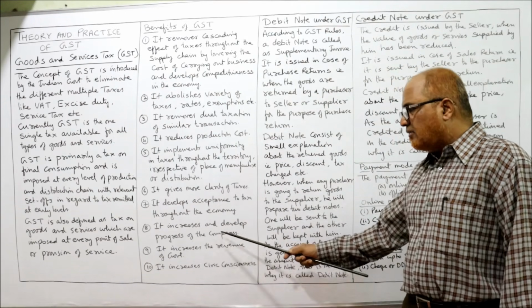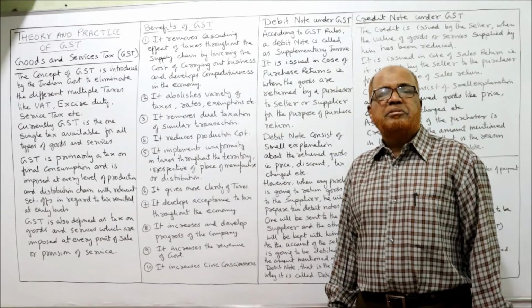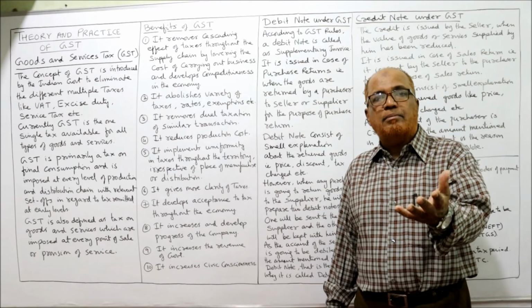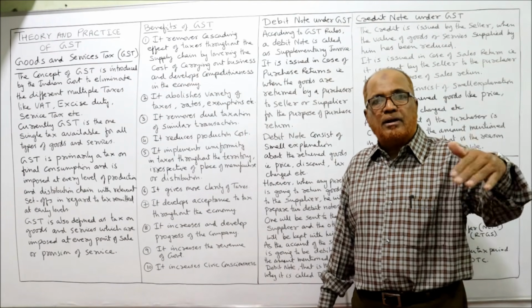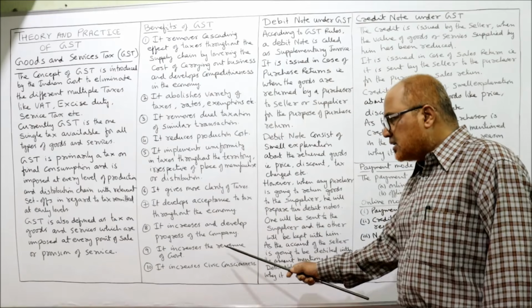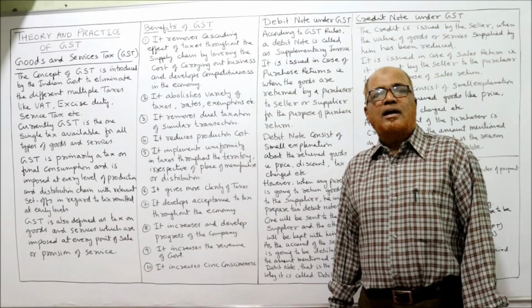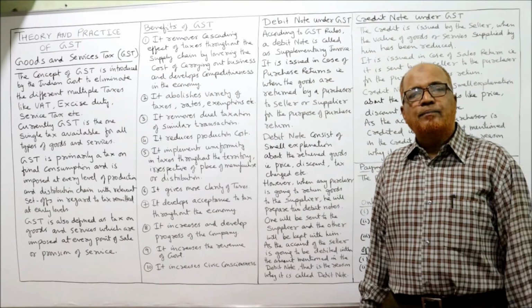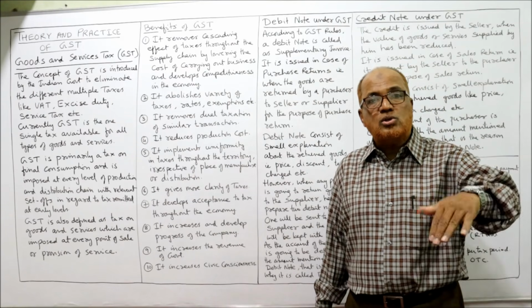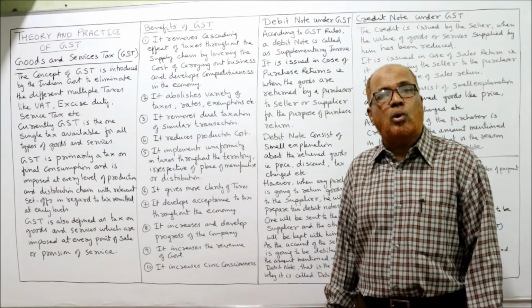Then it increases and develops the progress of the company. The company will develop because the tax liability is decreasing and the tax law has become simpler. Next, it increases revenue to the government. It is seen that when the government imposed this GST, the revenue of the government also increased multifold.